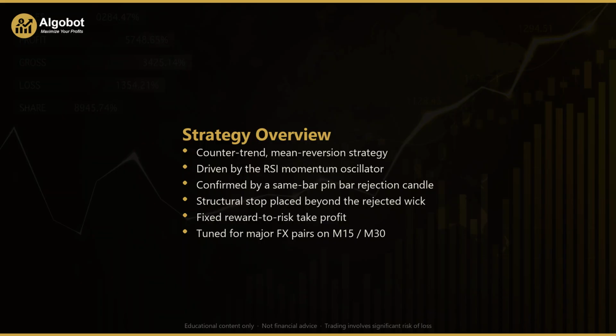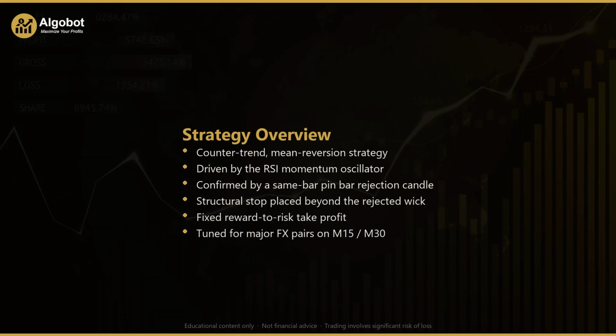At its heart, Rsi Exhaustion Pin Reversal is a mean reversion strategy. Instead of following a trend, it looks for moments when a one-sided move has become stretched and may be ready to turn. To find those moments, it relies on just two ingredients, and that simplicity is intentional.